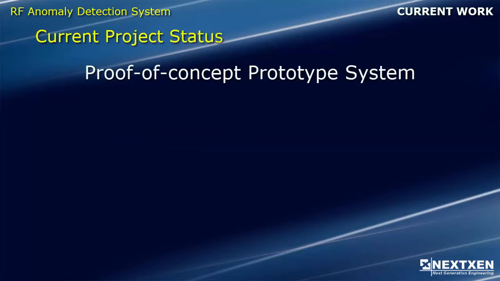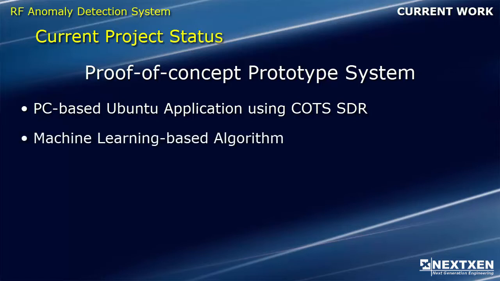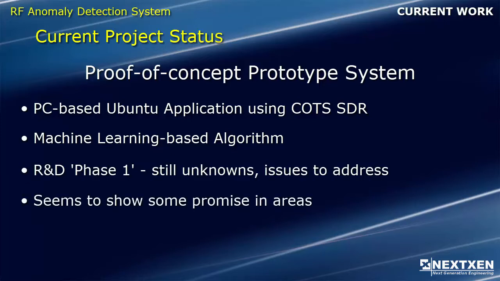At this point, we have developed a basic proof of concept prototype system. It is a PC-based Ubuntu application which uses a COTS SDR for the RF acquisition. The system uses a machine learning-based algorithm in the back end with DSP-based feature extraction on the front end. This could be considered a phase 1 type of R&D. There are still unknowns and issues to address. However, having said that, the system does seem to show some promise in some areas.